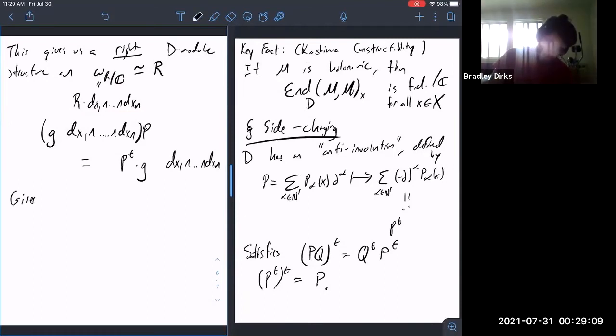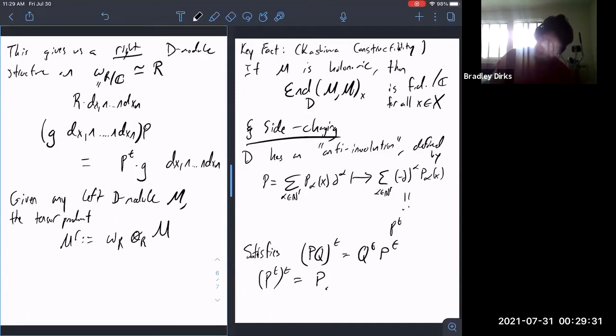And it's called side changing because given any left D-module M, the tensor product, which I'll denote M_R, is omega R tensored over R with M, and it has a right D-module structure.